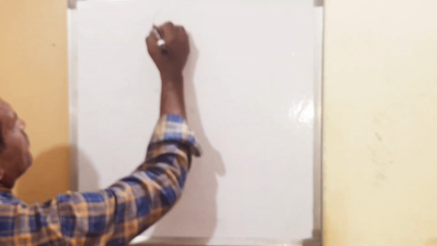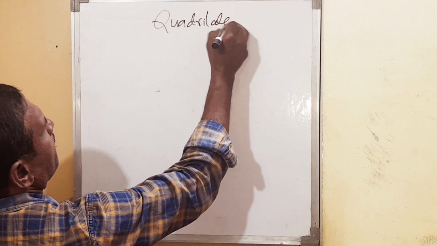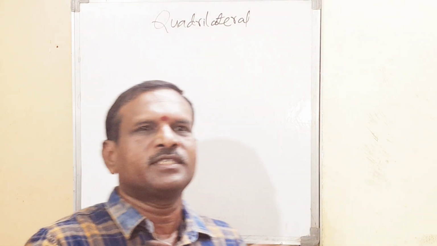Quadrilateral. What is a quadrilateral? A quadrilateral is a four-sided figure. If there are three sides, we say that is a triangle. About the triangle we will discuss in another video. Now in this video, let us discuss the quadrilaterals. A quadrilateral is a four-sided figure.